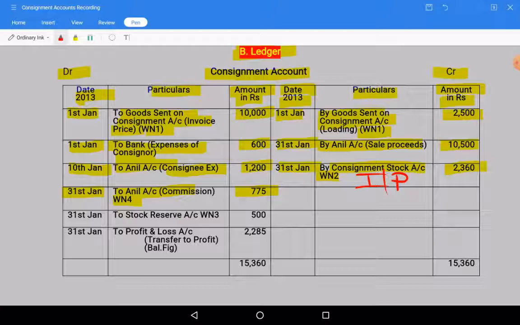On unsold stock, that is consignment stock, there is stock reserve, that is nothing but loading on unsold stock, which will appear on the debit side. Here you can see 31st January, to stock reserve, this is the loading part of unsold stock, that is 500. So whenever we are doing the invoice price method, additionally you will find, one, loading on the credit side, goods sent on consignment.